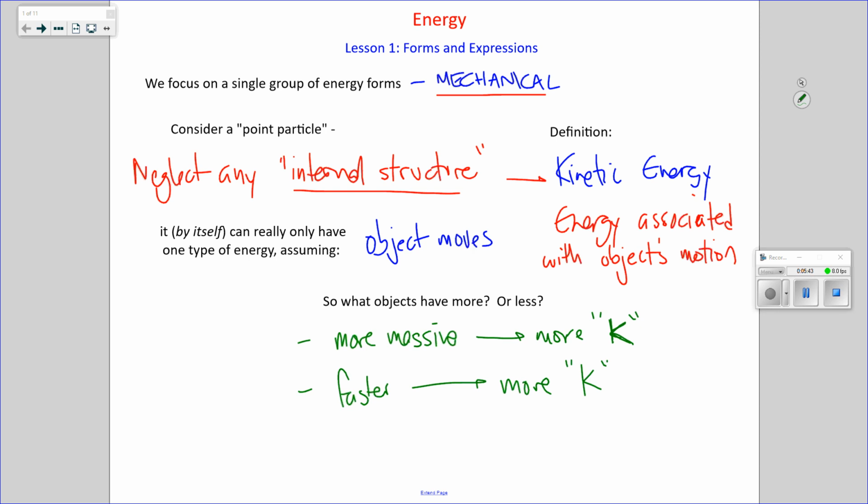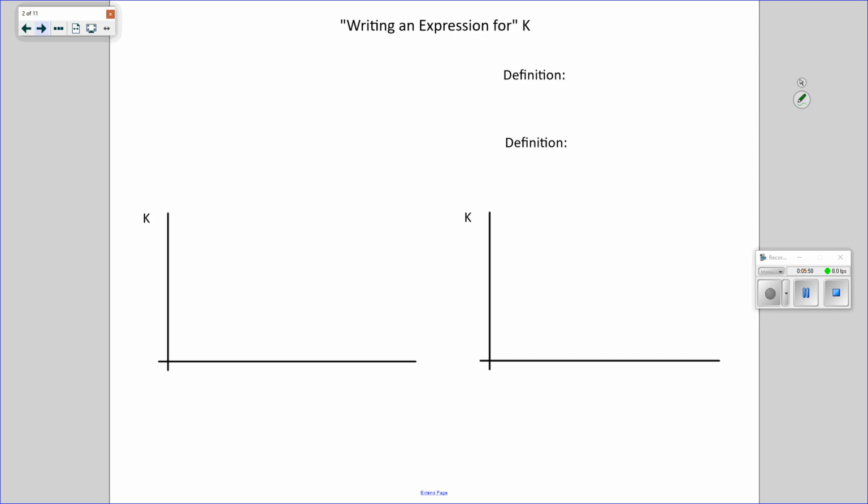Well, guess what? Objects that have small mass but are moving really fast might have the same kinetic energy as a very massive object that's moving slowly. So there's a mix that we'll talk about. How about right now? We're going to define a couple of things. We're going to write an expression for kinetic energy.